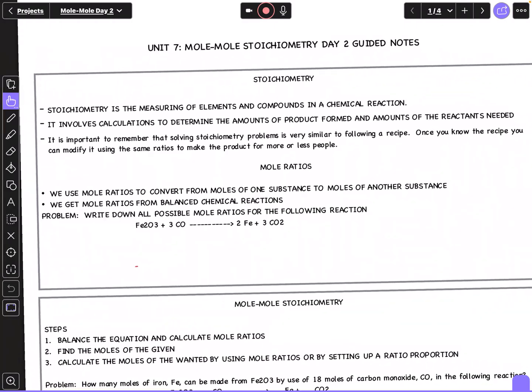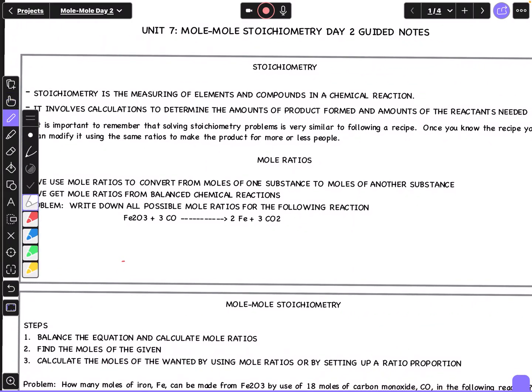So, stoichiometry is the measuring of elements and compounds in a chemical reaction. It involves calculations to determine the amounts of product formed and the amounts of reactants needed. It's important to remember that solving stoichiometry problems is very similar to following a recipe. Once you know the recipe, you can modify it using the same ratios to make the product for more or less people.